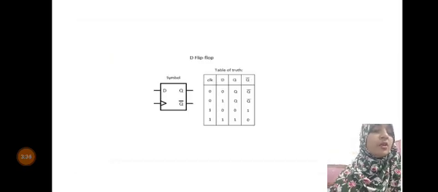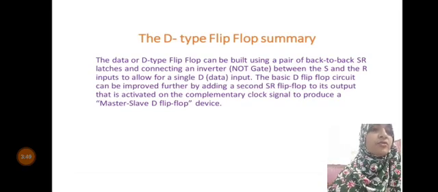This is the D flip-flop truth table. The D flip-flop, the D-type summary.